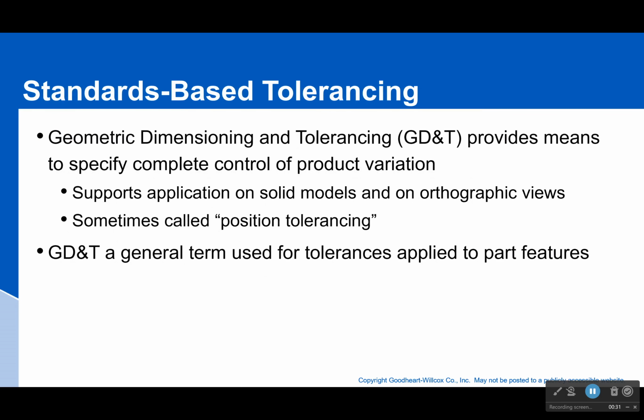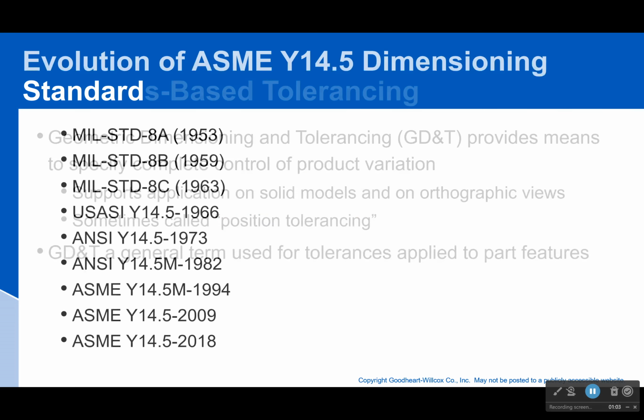Now, geometric dimensioning and tolerancing provides a means to completely control product variation, at least to specify how you want to control product variation. It's good for solid models, it's good for orthographic views. It's also sometimes called position tolerancing, though I don't see that as much. GD&T is a general term used for tolerances applied to part features. I control each feature individually and in connection to other features.